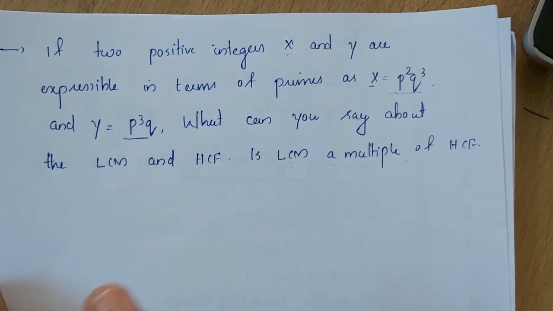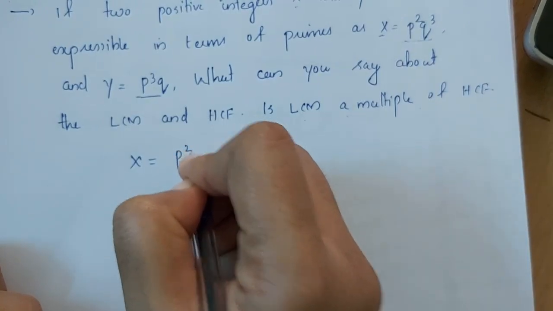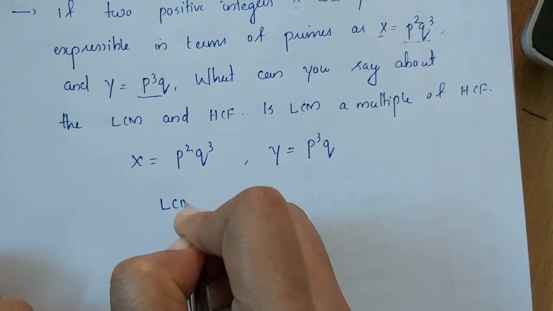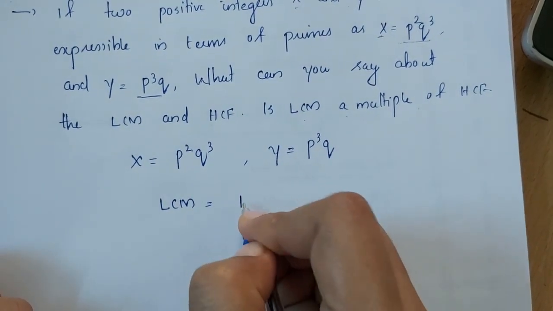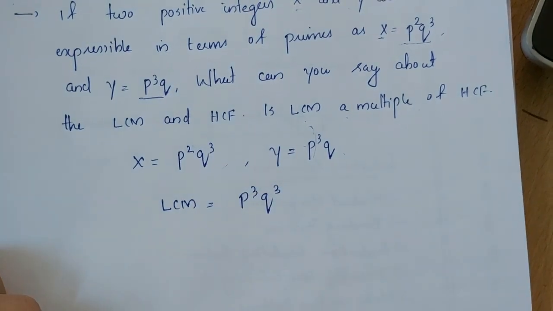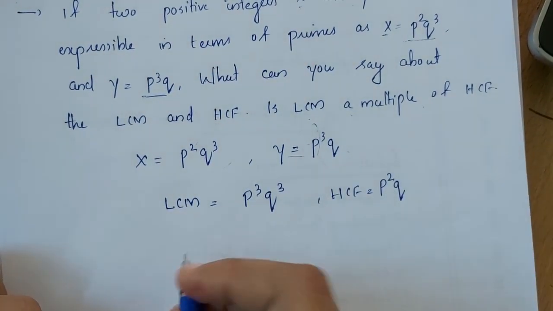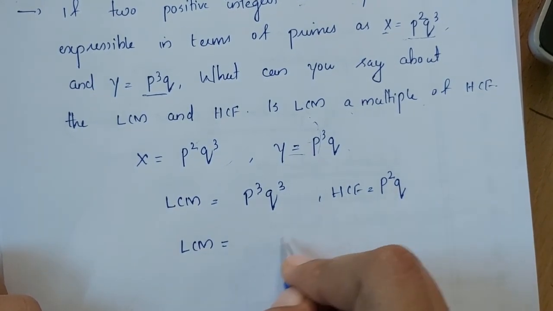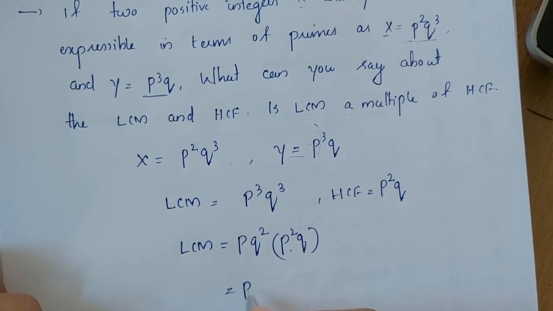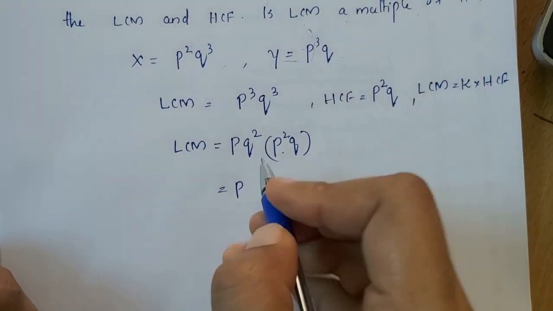Before this question, we discussed that LCM is equal to k into HCF. Such a pattern is followed here. The value of x is p square q raised to 3 and y is p raised to 3 q, already given in the question. From these two values we can write the LCM as p raised to 3 into q raised to 3, taking the largest powers. HCF is the smallest power from both these terms, p square q. Let's express the LCM in terms of HCF: our expression is LCM is equal to k into HCF.